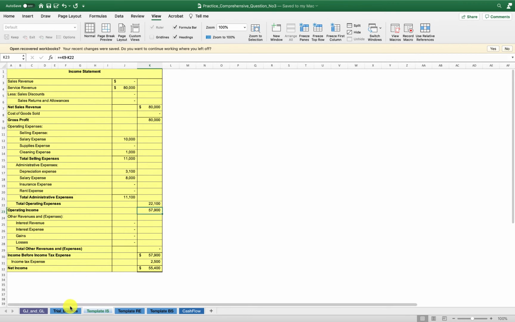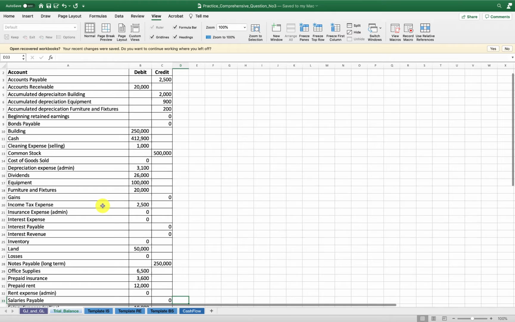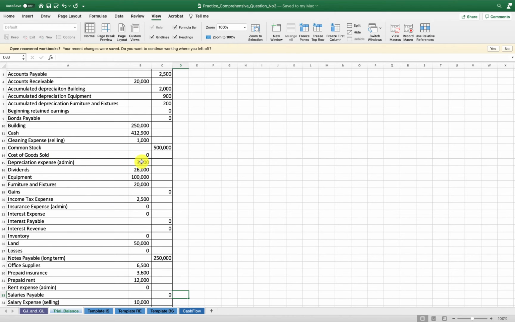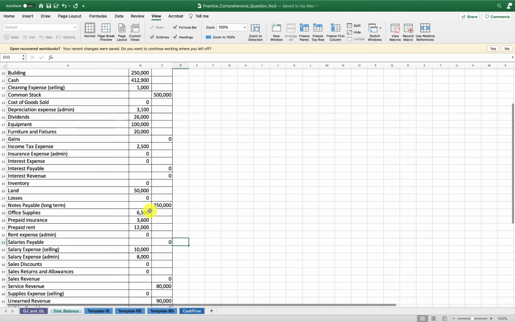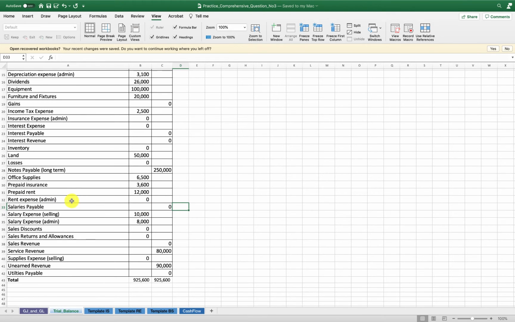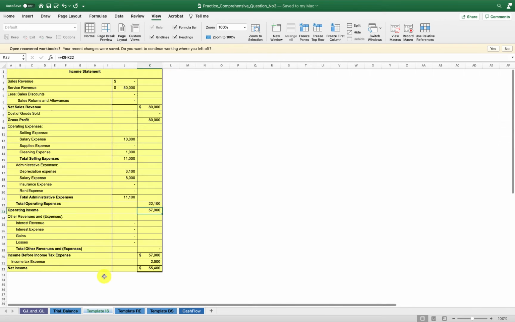I do the same thing for administrative expenses. So I go and I look for what my admin expenses are. Depreciation expense of 3,100, insurance expense is 0, rent expense of 0, and then salary expense of $8,000. So I put in the depreciation expense and the salaries expense. 3,100 plus 8,000 is 11,100. So I've got total selling expenses of 11,000 and total administrative expenses of 11,100. I add these two together to get total operating expenses of 22,100.